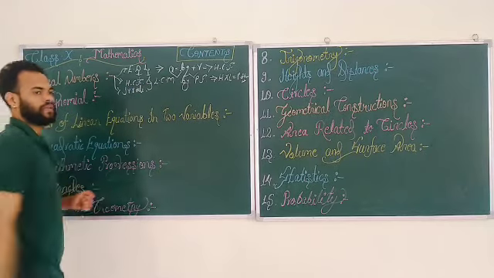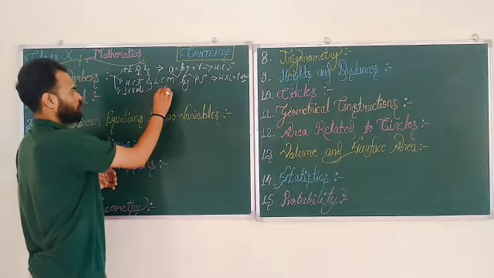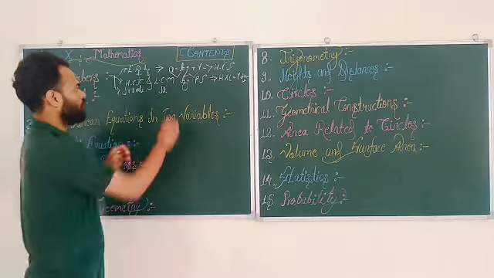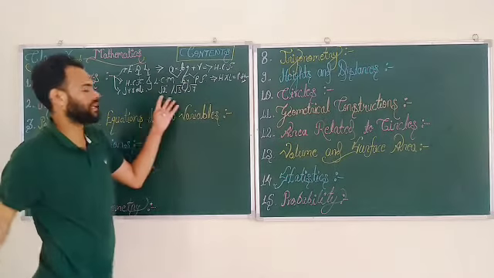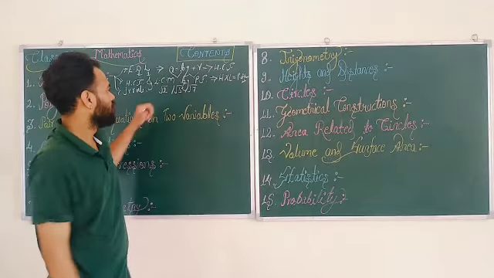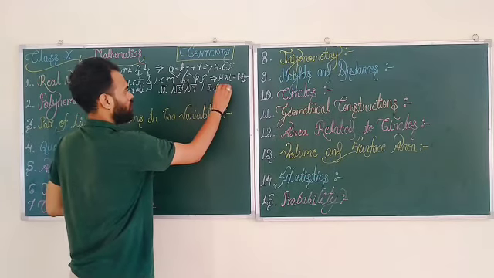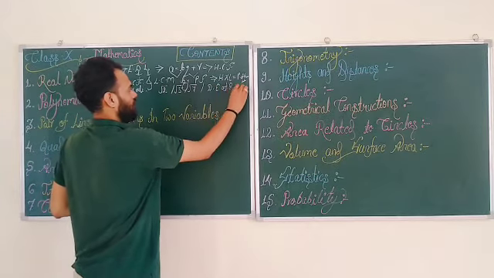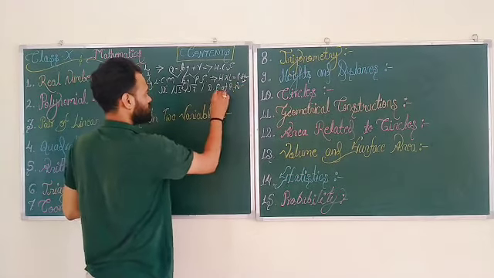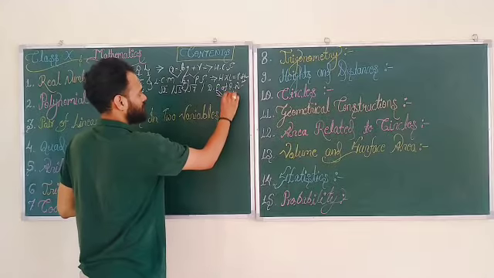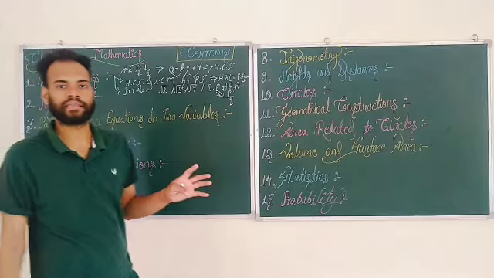Irrational numbers, we will also study under this chapter. We will prove in this chapter that root 2, root 5, and root 7 are irrational numbers. We also study the decimal expansion of rational numbers, and how to convert a decimal expansion into p upon q form. All these things we will study under this chapter.